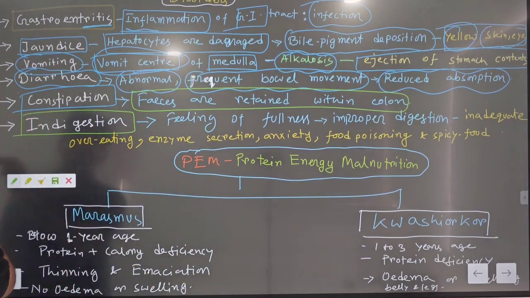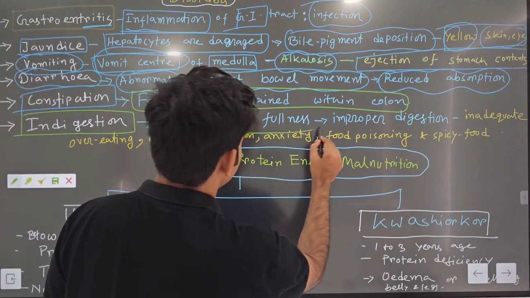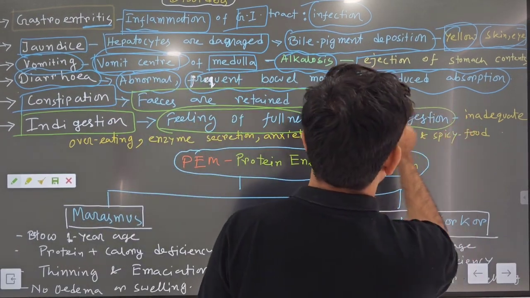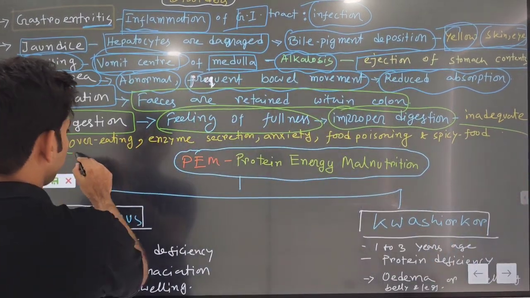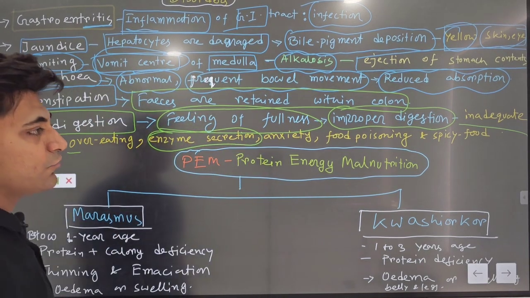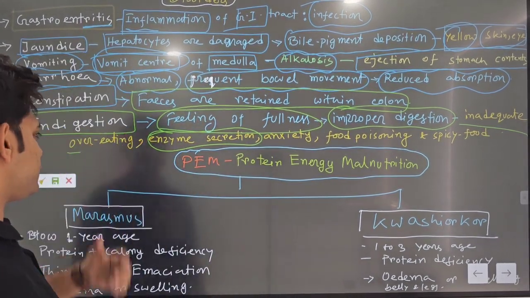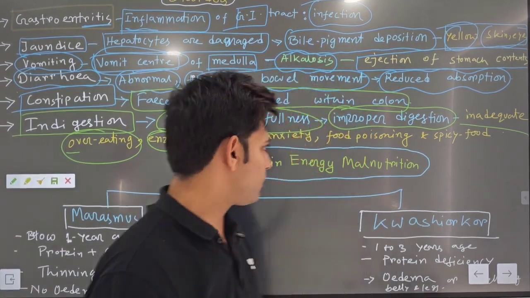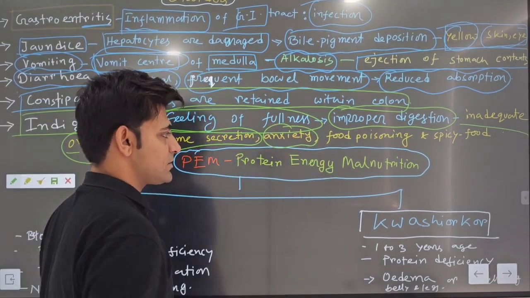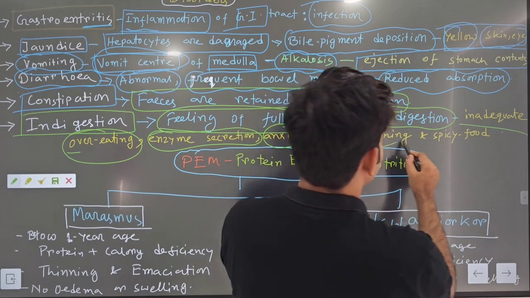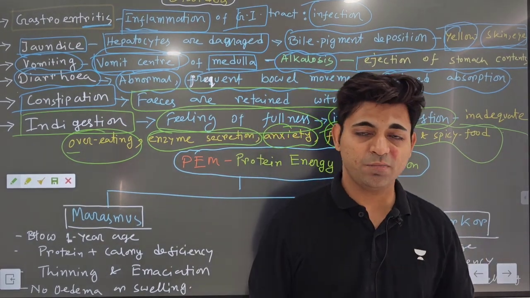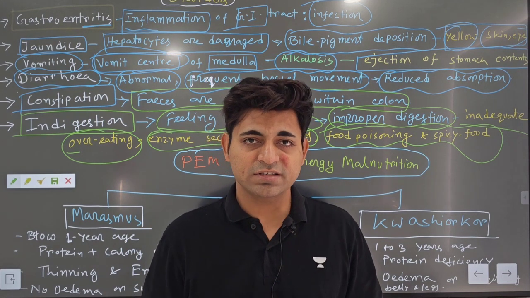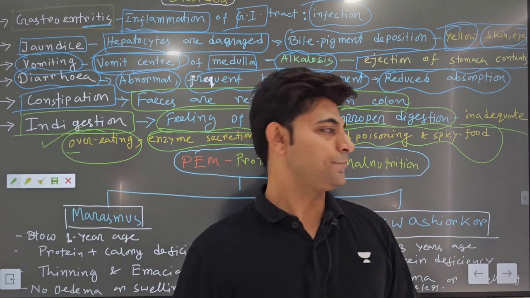Now indigestion, a very common problem with us: a feeling of fullness, you won't be feeling hungry. Why is it happening? Improper digestion causes inadequate enzyme secretion, and then this indigestion will take place. Overeating, eating too much, stuffing yourself, then this problem will happen. Anxiety, stress and food poisoning. If you are eating too much spicy food, it will act as a poison and stop the release of enzymes. So all these conditions will lead to indigestion.